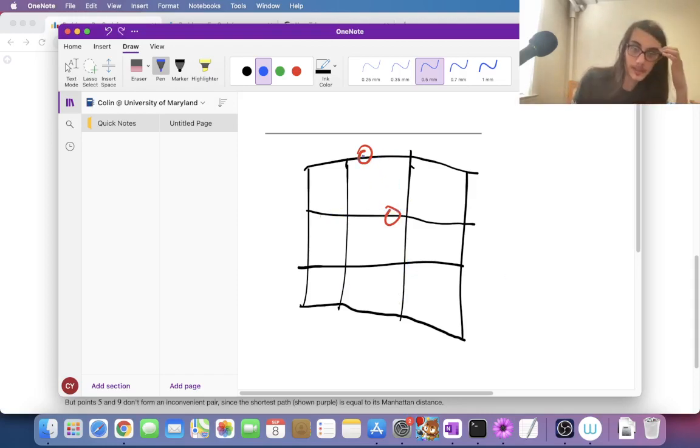So we have to go around, either this way or this way. It actually doesn't matter. But the point is, we'll take some extra distance. That's not the Manhattan distance. So these are inconvenient.